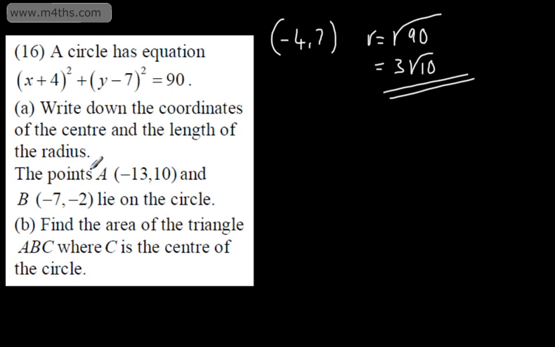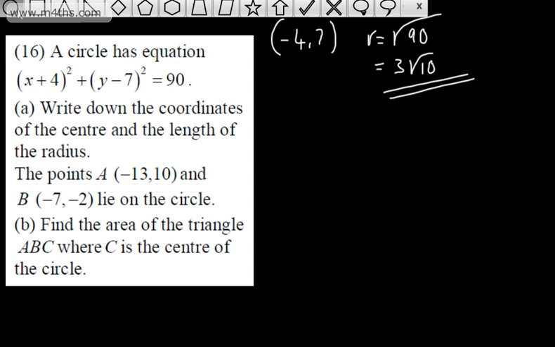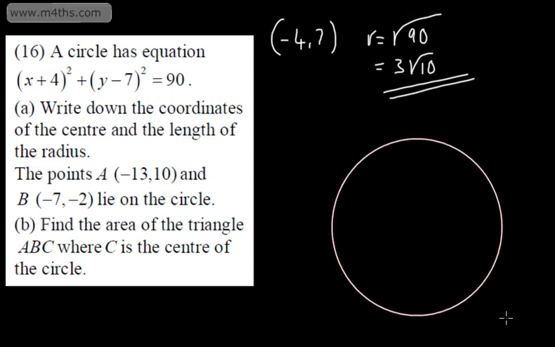We're told that points A, negative 13, 10, and B, negative 7, negative 2, lie on the circle. In part B, we're asked to find the area of the triangle ABC, where C is the centre of the circle. So let's go ahead and just draw this up.